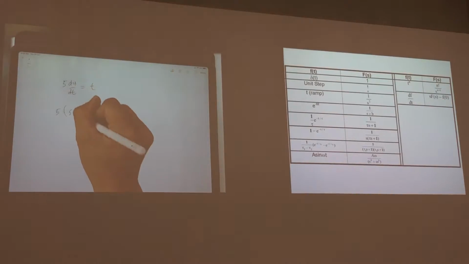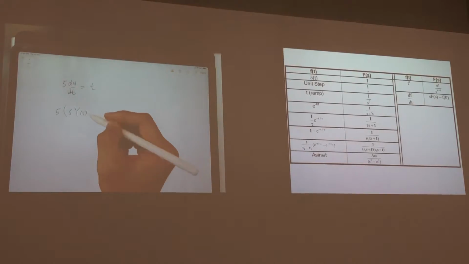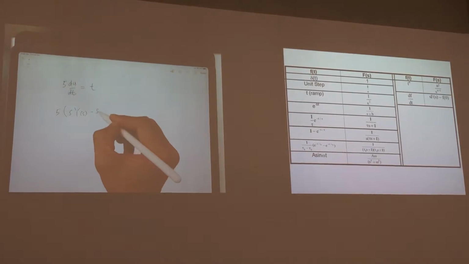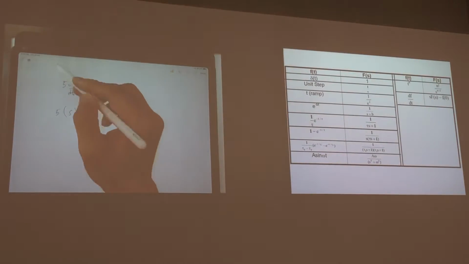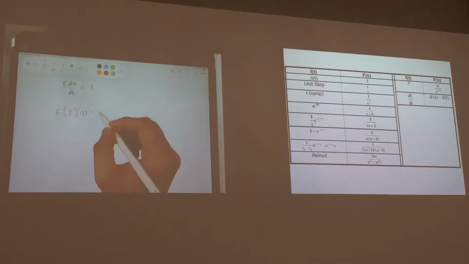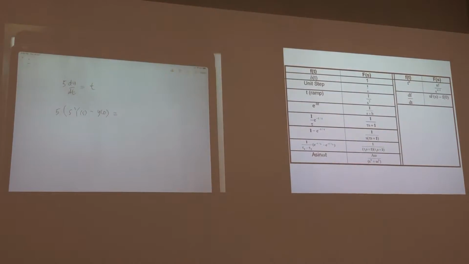But what I have here is capital Y, correct? And then after that, this one has an s, okay? Minus s, minus y0, okay? Minus y0 equal to, if I Laplace transform t, it becomes what? 1 over s to the power of 2, right? So I got 1 over s to the power of 2, okay?